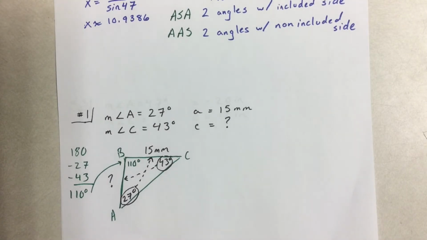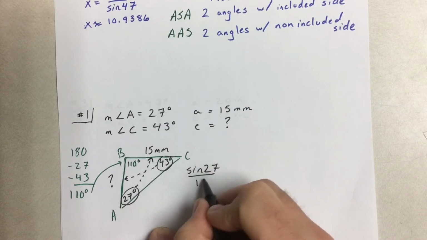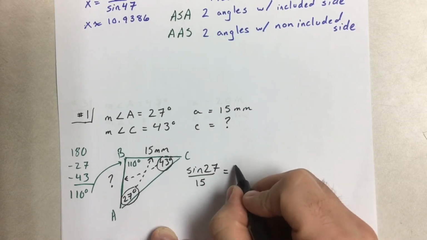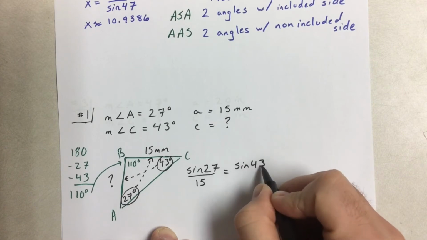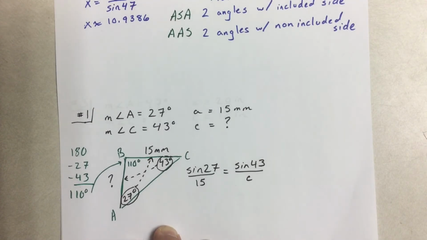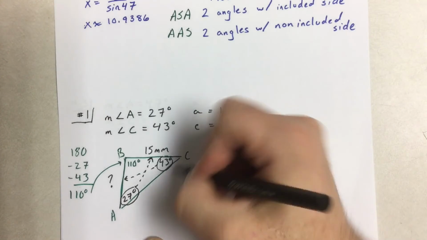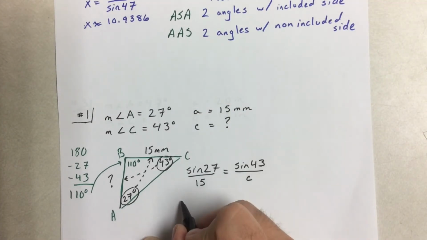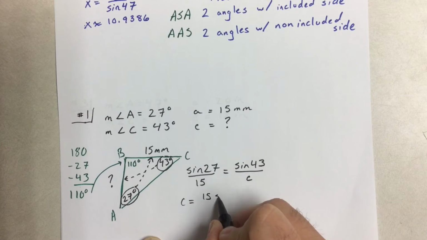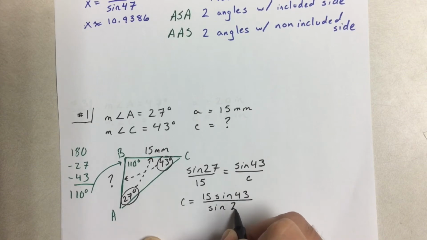All right? And with that pair up, we can set up the law of sine that states that the sine of 27, when divided by its side length, is going to equal the sine of another angle divided by its side length. So we're going to put letter C here. Now, this is a proportion where we cross multiply. So we cross multiply and we divide by the remaining. So we're going to be multiplying 15 times sine of 43 and dividing that by sine of 27.